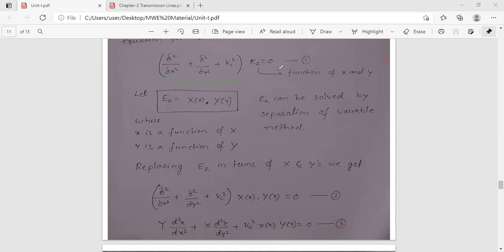Now, it is a function of both x and y. You can see here, it is being written in terms of x and y, where capital X is a function of small x and capital Y is a function of small y. And replacing the value of Ez in terms of x and y in the second equation, that's what has been done. So Ez has been replaced with those two x and y values.